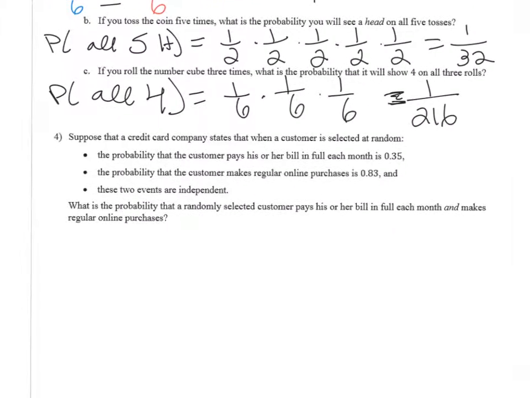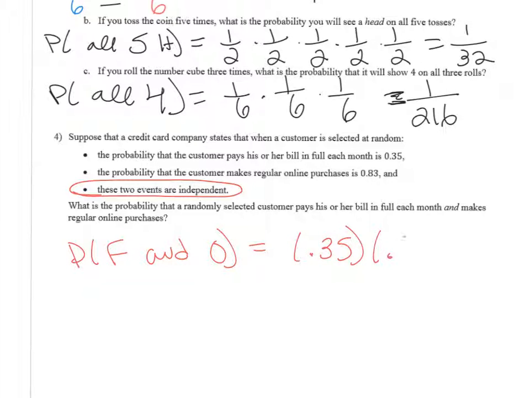All right, last but not least, for number 4. So they're giving us the probability that a customer pays the bill in full, the probability that they make regular online purchases, and the key part here, the 2 events are independent. So what's the probability that we pay in full and make, I'll say O for online purchases? Because they're independent, we can multiply the 2 probabilities and get 29.5%.